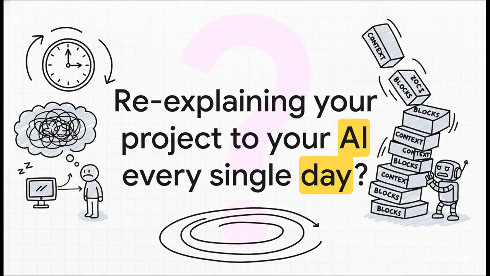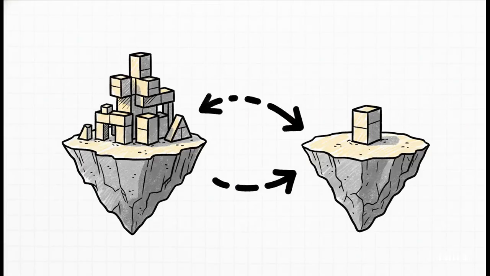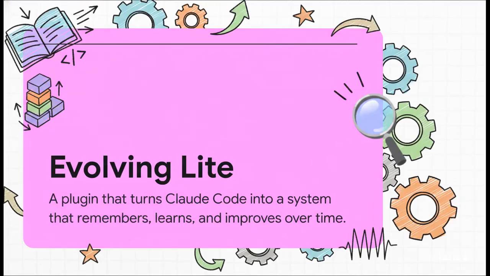Every single morning, you fire up a new session, and you're painstakingly reminding it about the file structure, the weird library you're using, all the context you just gave it yesterday. And that right there is the fundamental issue. Claude Code, for all its power, is completely stateless. Every session is its own little island. It has no memory of past mistakes, no sense of your project's history, and absolutely zero continuity. And that is exactly what Evolving Lite is here to fix.